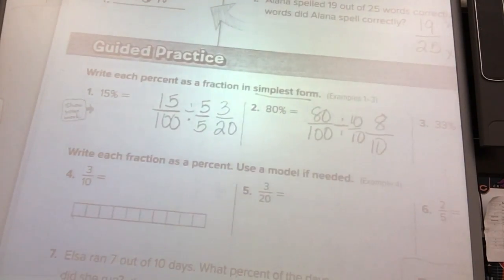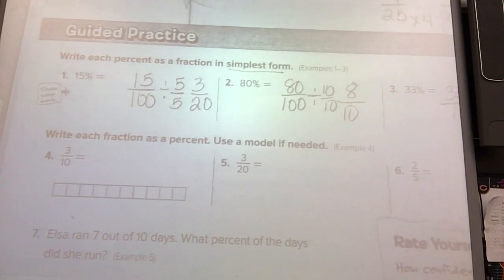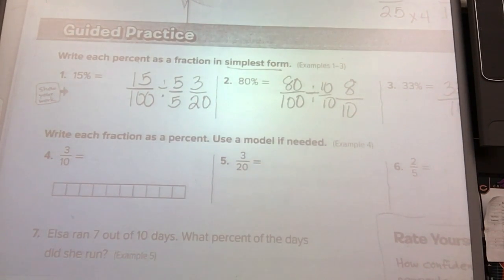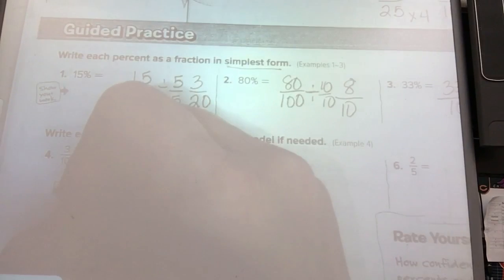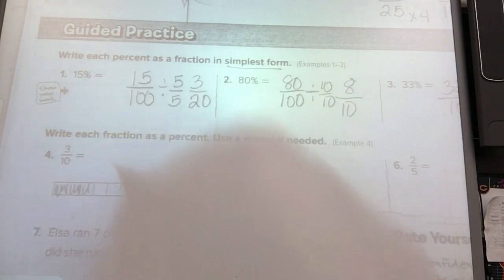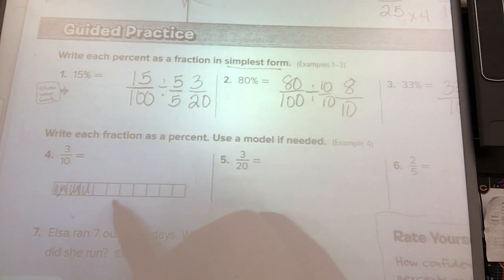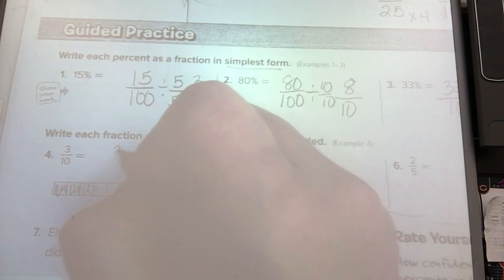All right, now, write each fraction as a percent, use a model if needed. So 3/10. One, two, three. Now, if each of these were 10, 10, 20, 30, 40, 50, 60, 70, 80, 90, 100, how much is this? 30, right? So it's 30%.